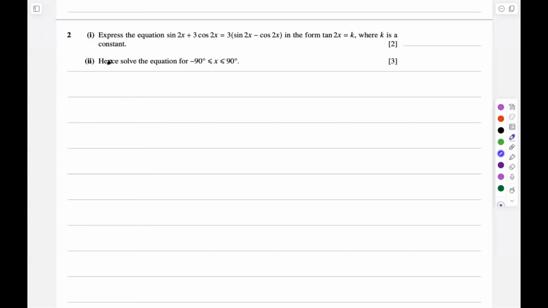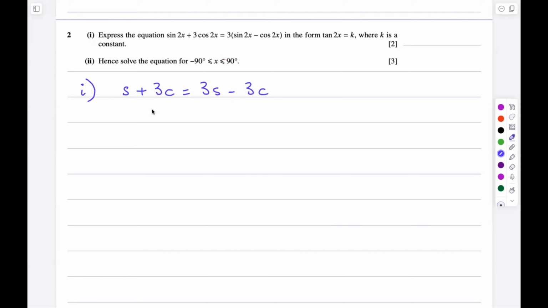In question 2, in part 1, we have to express the equation sine 2x plus 3 cos 2x equals 3 sine 2x minus cos 2x in the form tan 2x equals k, where k is a constant. So in the first step, we can just simply expand the equation, and in place of sine 2x and cos 2x, I will just use s and c. So this will become s plus 3c equals 3s minus 3c.